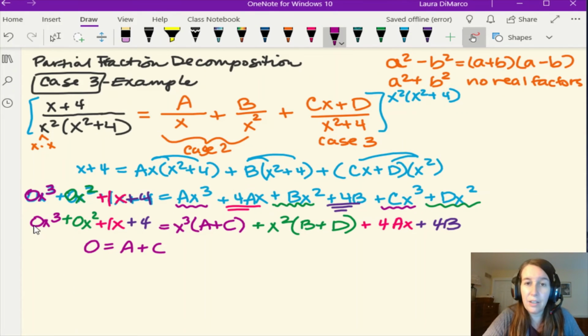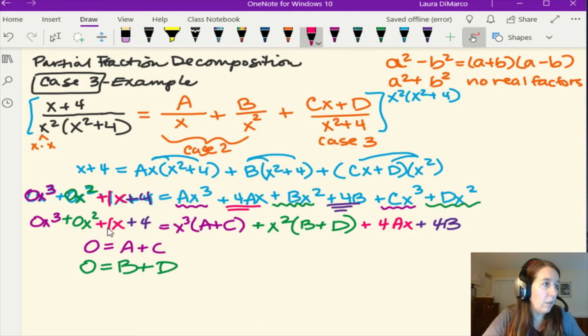Okay, I left this side on the left, and then a plus c is from here. Next, in the green coefficients, x squared, the coefficient is 0, and on the right, it's b plus d. Okay, in pink, the coefficient of x is 1, and on this side, it's 4a. Oh, why do I have an x there? I don't need an x there, just 4a. Oops. Okay, and then finally in purple, the constant term is 4, and that has to equal 4b.